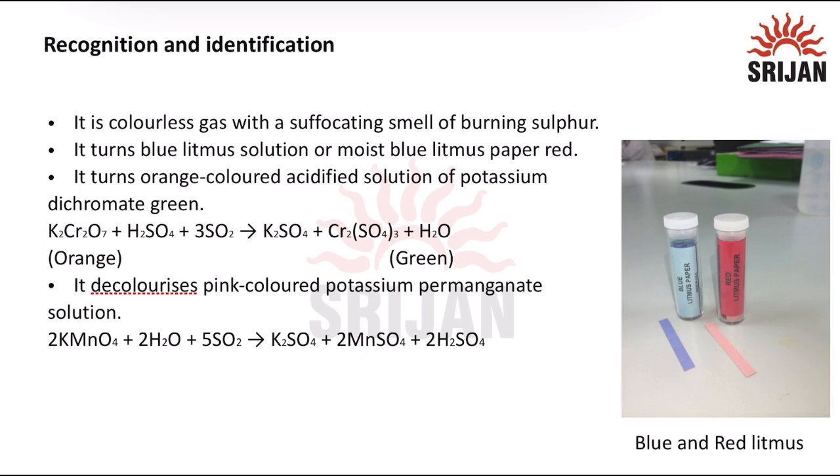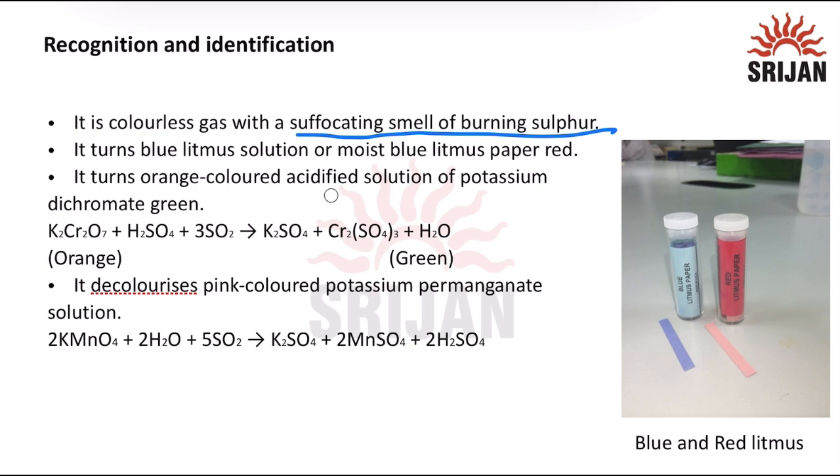Now, how can we recognize and identify sulfur dioxide gas? It is a colorless gas with a suffocating smell of burning sulfur. This is important because no gas in the previous cases had this character, a smell. It turns blue litmus solution or moist blue litmus paper red. As you can see in the image, first the litmus paper was blue, then it turns reddish.